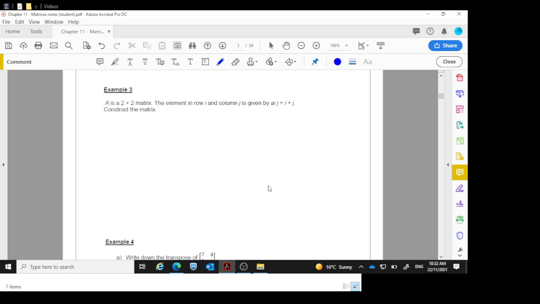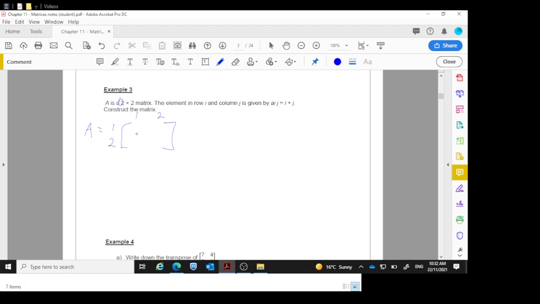Example 3. A is a 2 by 2 matrix. The element in row i, so we always distinguish the rows as i and the columns as j, is given by a_ij equals i plus j. Construct the matrix. So here's going to be my matrix. It's going to be A. It has 2 rows. There they are there. It has 2 columns. There they are there.